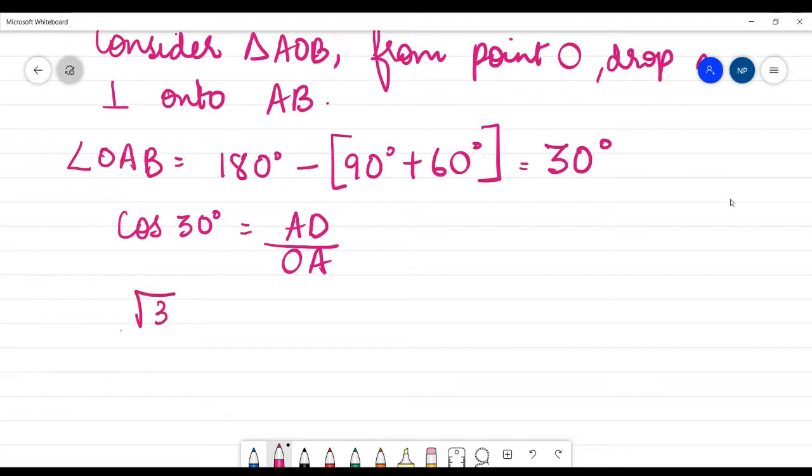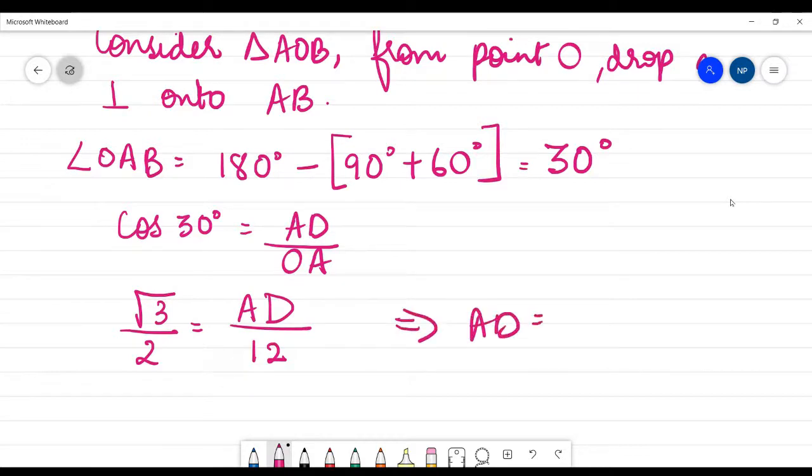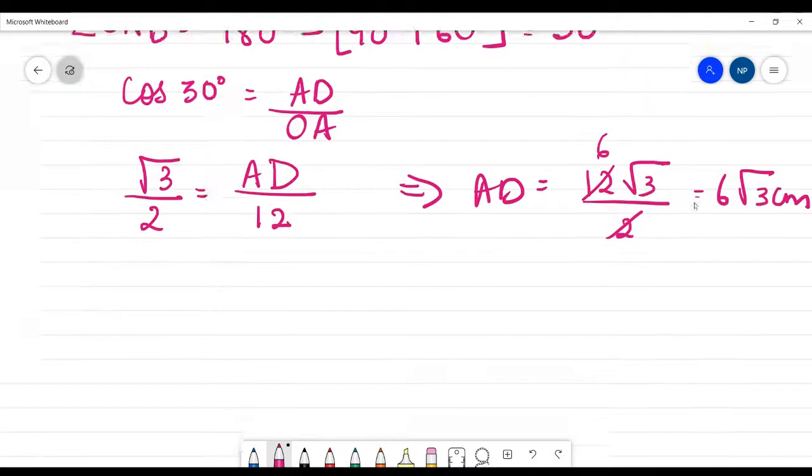Cos 30 degree, we know it is root 3 by 2. Here we have AD and OA. Since OA is the radius, this will be 12. From here we will be able to find the value of AD, which implies AD is equal to 12 root 3 upon 2. This gives the answer 6 root 3 centimeter. Now we have the measurements. We can move further with this point.